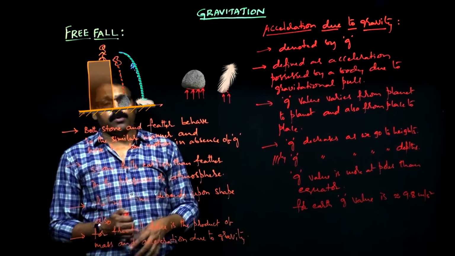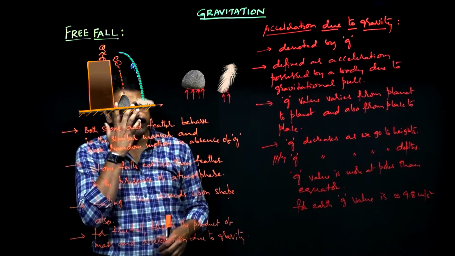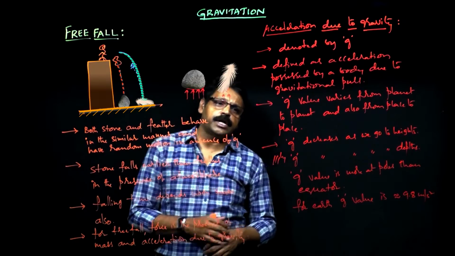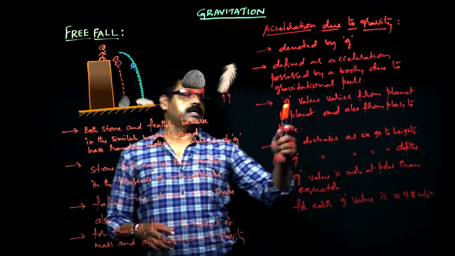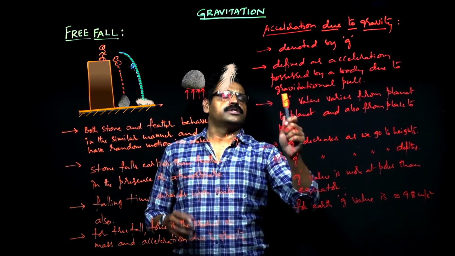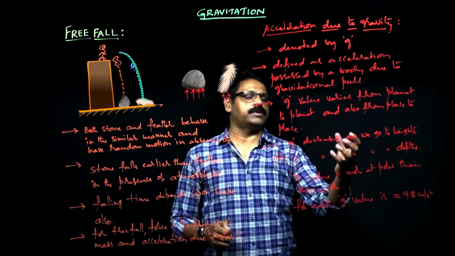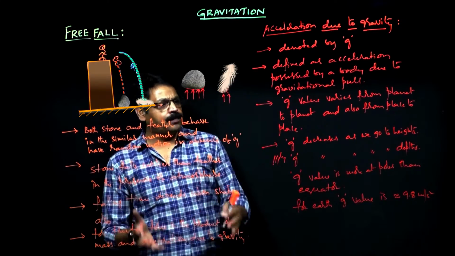Whereas capital G, what we have seen earlier, is not varying; it is a universal constant. That means everywhere its value is going to be 6.67 into 10 power minus 11. That's the universal gravitational constant. And here we are studying small g, that is acceleration due to gravity, and acceleration due to gravity is changing from place to place and planet to planet.